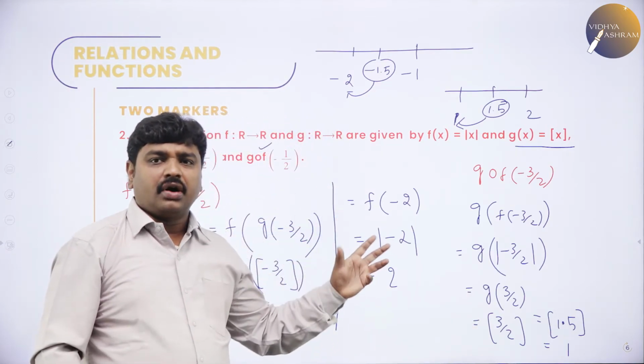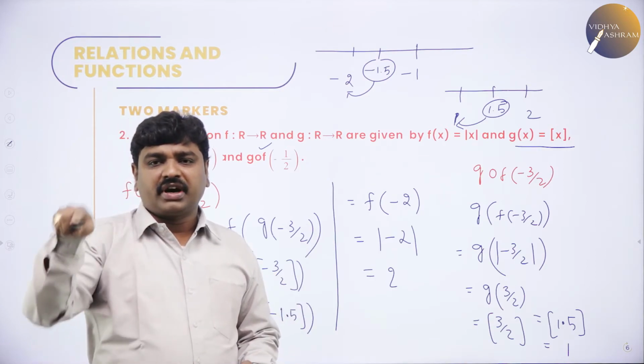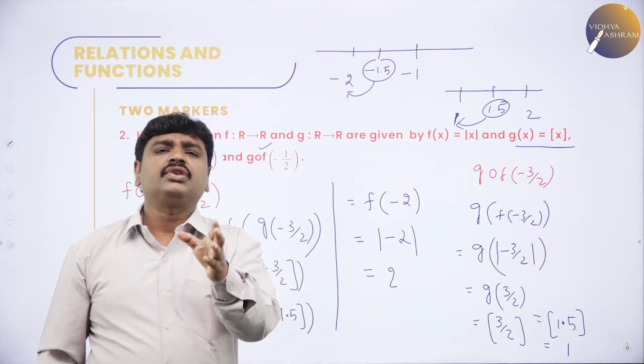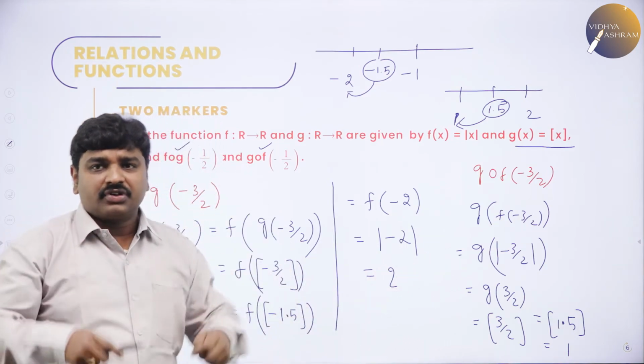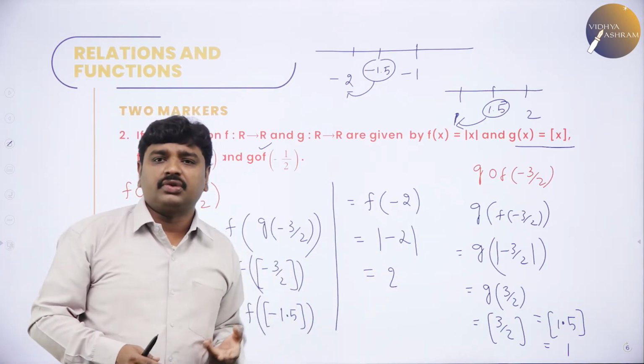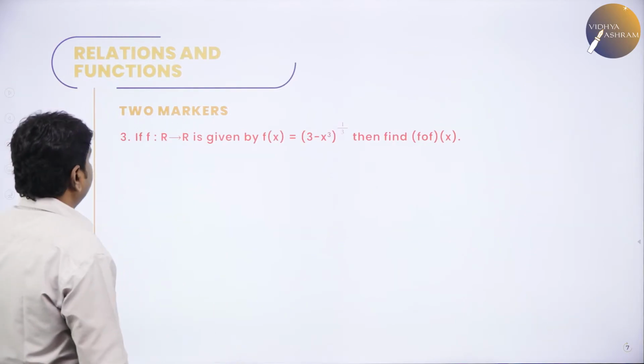So we found out g of f and f of g. One function is square bracket x, that is greatest integer function. It gives a value which is an integer which is near and less than the given decimal. And modulus function gives you what? Absolute value.